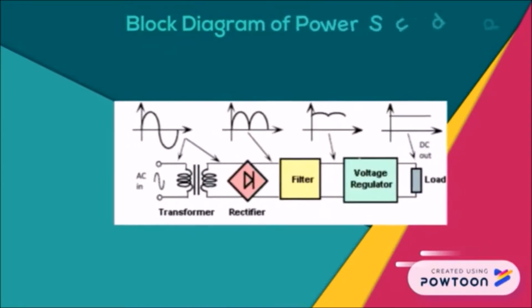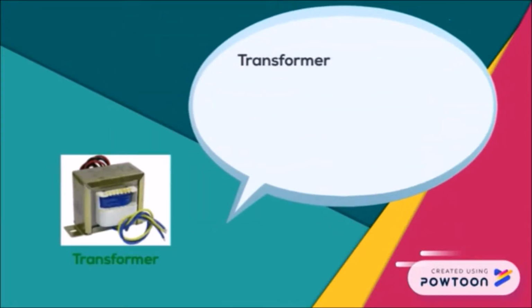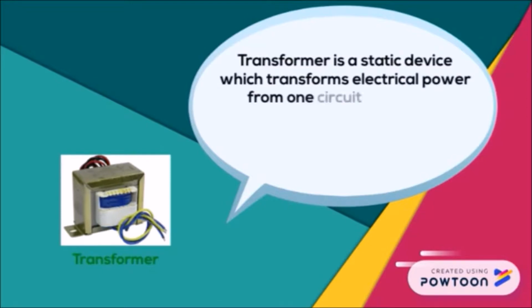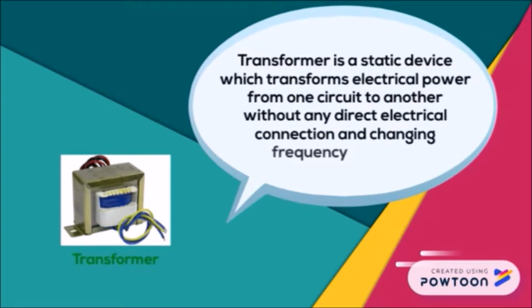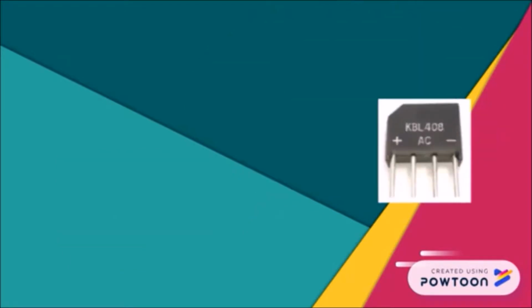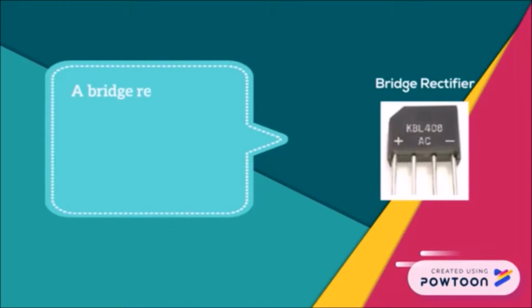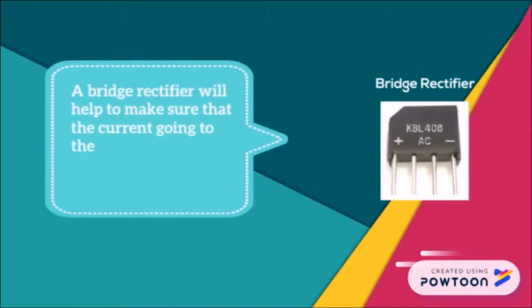This is the block diagram of a power supply that consists of a transformer, rectifier, filter, voltage regulator, and load. A transformer is a static device which transforms electrical power from one circuit to another without any direct electrical connection and without changing frequency. A bridge rectifier will help to make sure that the current going to the DC bus circuit is always at the correct polarity.